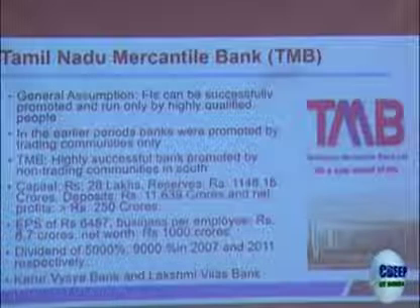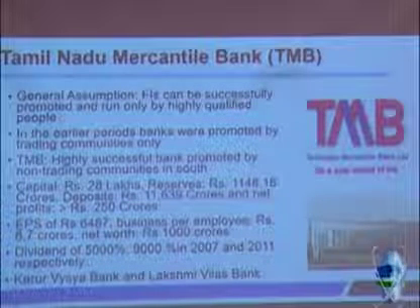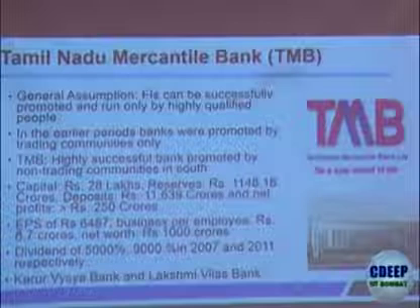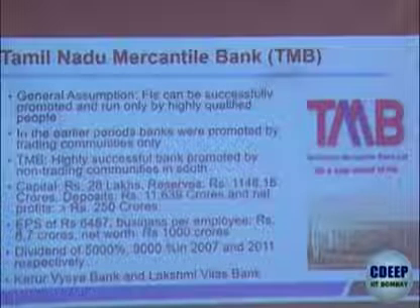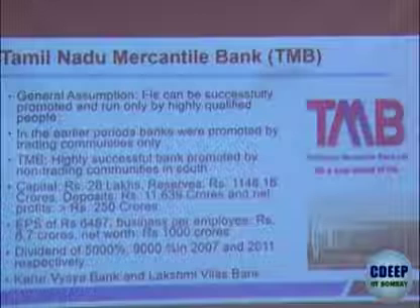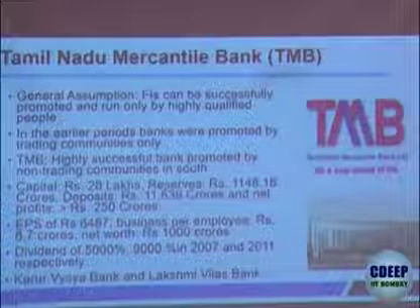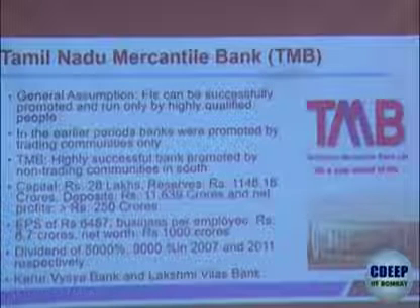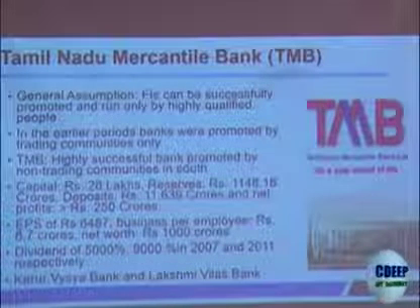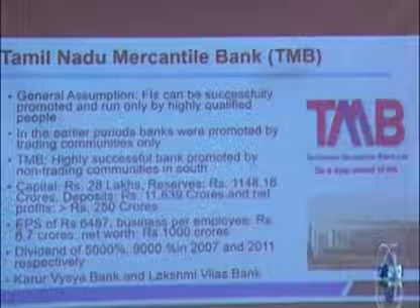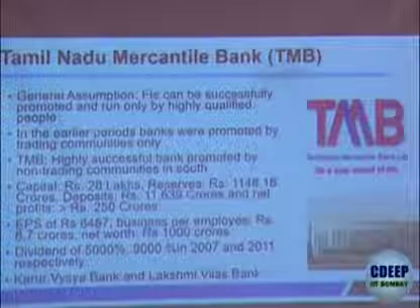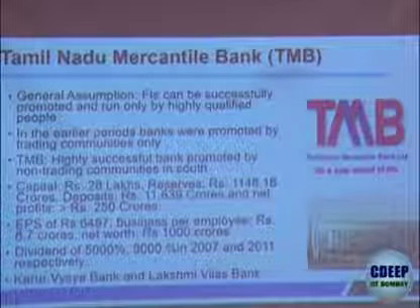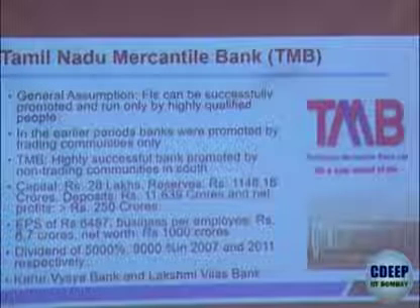With a capital investment of only 28 lakhs, they have been able to have reserves in excess of 1,000 crores, deposits in excess of 11,000 crores, and a net profit in excess of 250 crores. Earnings per share of 6,487 is very, very respectable. And the business per employee is as high as 8.7 crores. So this gives an indication of how well they have managed their business. Dividends of 5,000% and 9,000% in 2007 and 2011 respectively have actually put them in the Guinness Book of World Records.